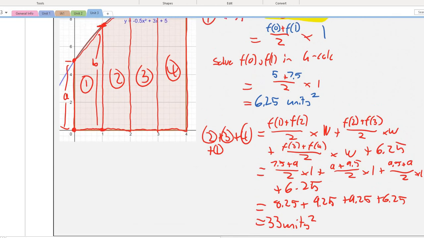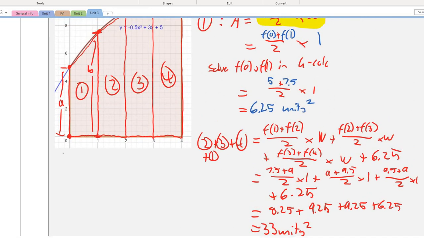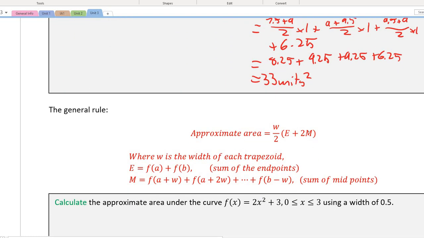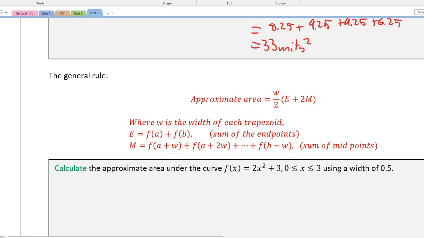So if I was to look at this one up here, this would be an endpoint, an endpoint, a midpoint, a midpoint, a midpoint. And the reason it's 2 times M is because you can see that we're using this one twice for trapezium 1 and 2. This midpoint gets used for 2 and 3. This one gets used for 3 and 4. So I don't know if you could see my mouse there. Whereas the f of 0 and the f of 4 only get used once each, which is why it's E plus 2M. So your endpoints plus double your midpoints. Okay.